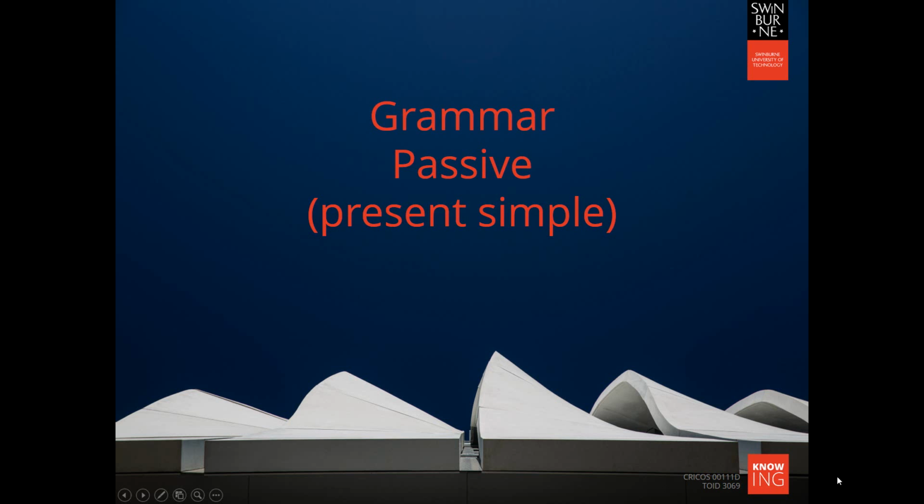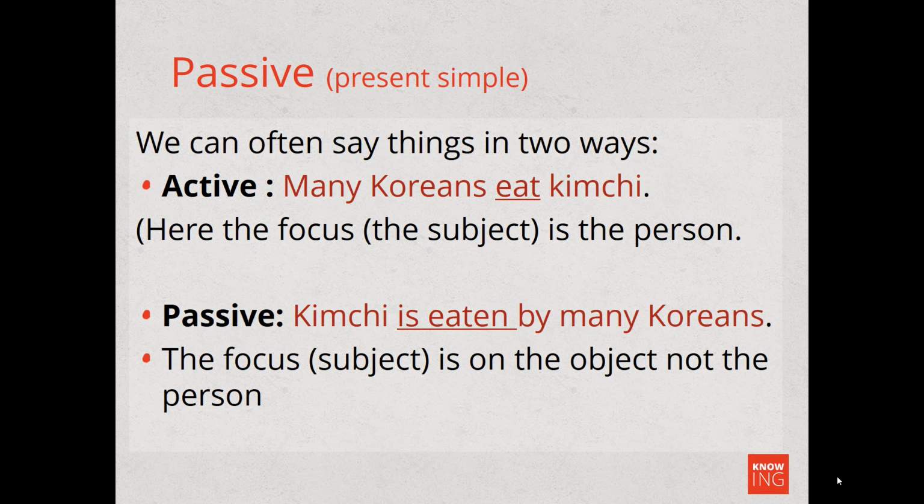Good morning, everybody. We're going to be looking at the passive and in particular the present simple form of the passive. So we often say things in many ways, but the two most important ways are active and passive forms. Active is what we usually speak in most of the time, in that kind of context. But when we want to be a bit more formal and have more variety in our language, especially when we write, we use the passive. And you're going to see more of this when you continue studying more academic language.